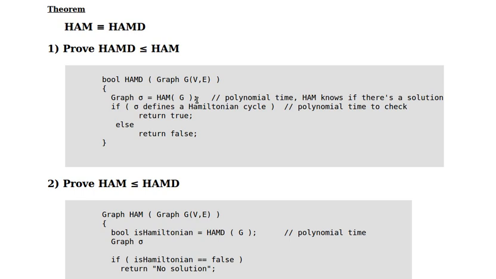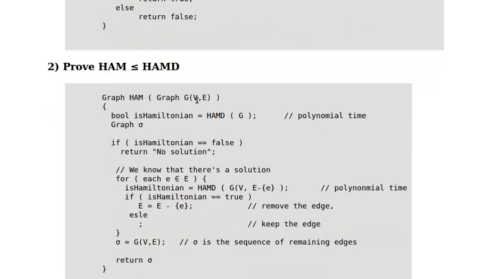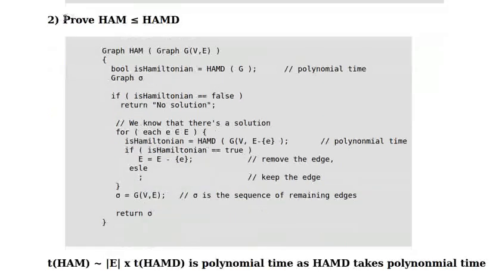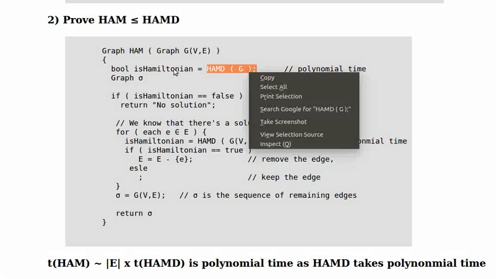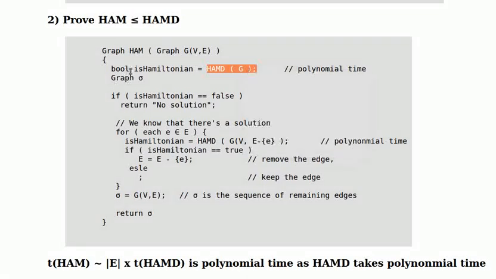Second, we prove that HAM can be reduced to HAMD. This is the algorithm to solve HAM using HAMD. Once more, let's consider a graph G with a vertex set V and edge set E. The function HAMD is provided, which informs us whether graph G is Hamiltonian. If it isn't, we return no solution, indicating the absence of a Hamiltonian cycle. Conversely, if the graph is Hamiltonian, we ascertain the existence of a solution.